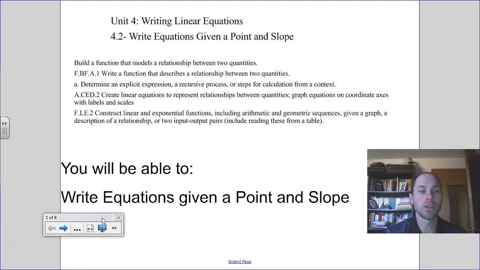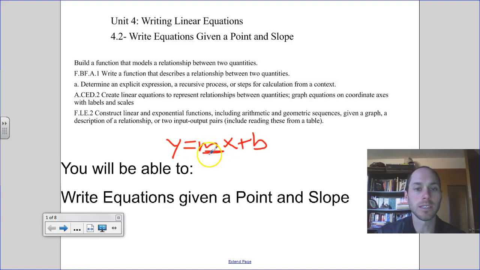Last time I gave you the slope and the intercept, and we used slope-intercept form, y equals mx plus b, and hopefully you remember what that all means. That's the slope, and that's the intercept, and if we know those two things, we can write an equation. So now we'll show you how to write the equation if you're just given the slope and just one point.